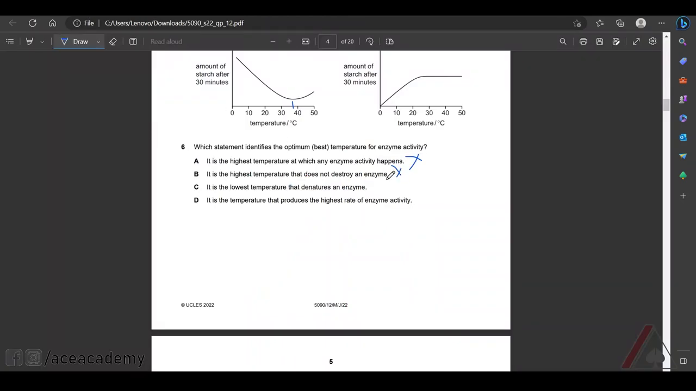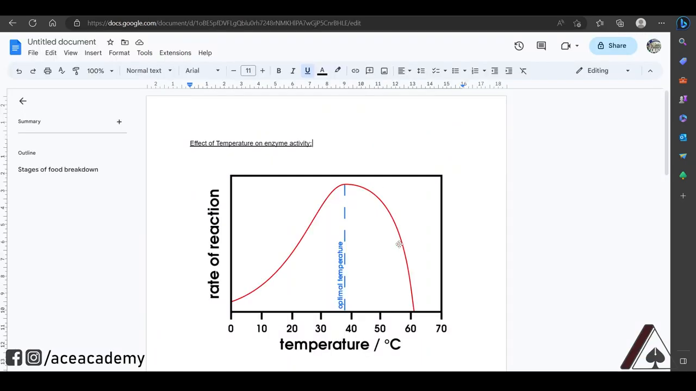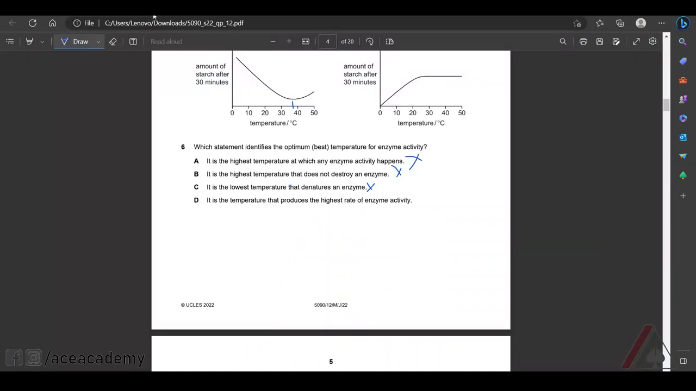Option C says it's the lowest temperature that denatures an enzyme. Now, how can this be right? If the enzyme is denatured at this temperature, it is obviously not good for our enzyme activity. So C is also not our answer. Final option is D. D says it is the temperature that produces the highest rate of enzyme activity. Let's look at our graph. Yes, as we can see, at the highest rate of enzyme activity, which is at this temperature, this is potentially where we are going to get the best activity from our enzyme. Hence, D should be our answer.